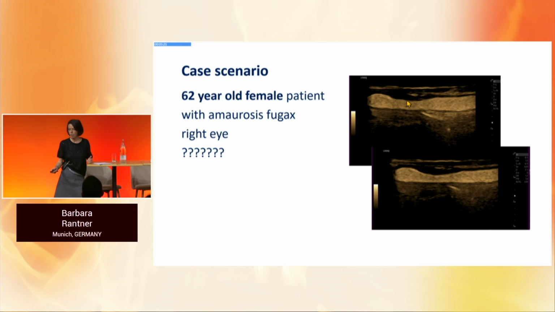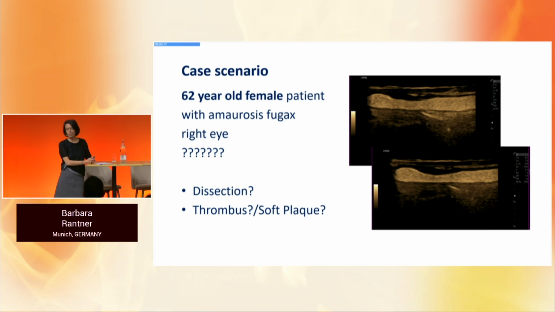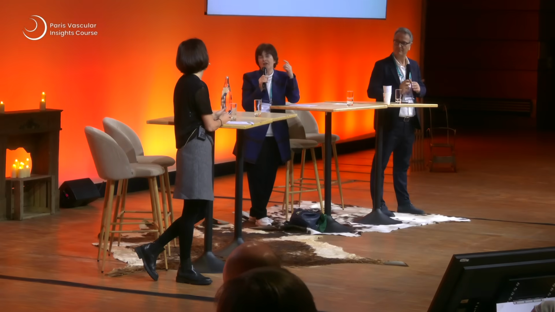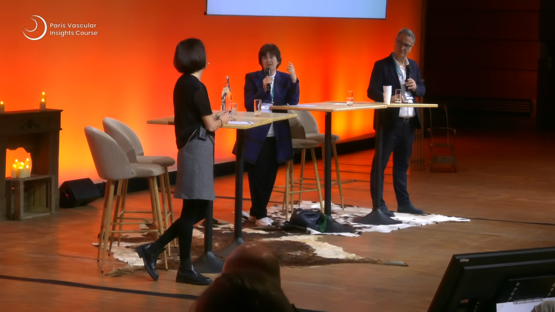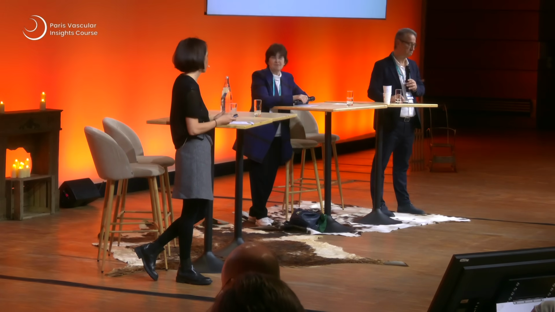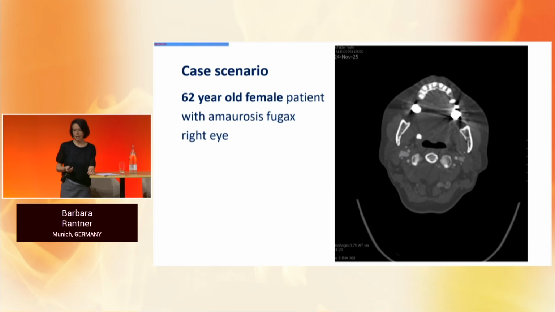Here in the wall, this missing perfusion. Here again, common carotid. What do you think this could be? The presentation is called dissection, so it's probably not that exciting anymore, but could it also be a thrombus or a soft plaque? Does the ophthalmologist, the eye doctor, see anything? No, nothing. So we went for a CT angiography.